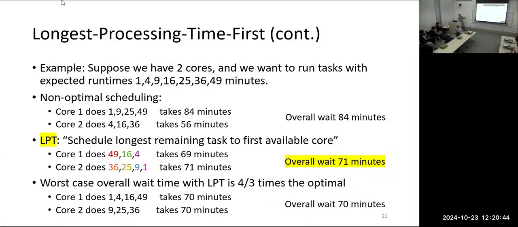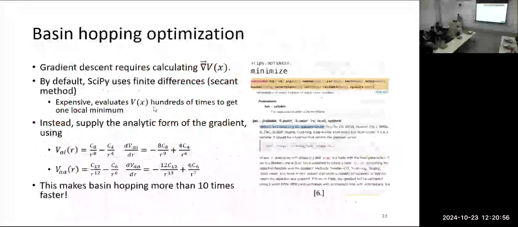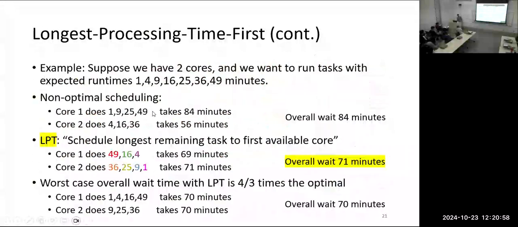We want to distribute these tasks to the 2 cores, and one non-optimal way of scheduling them is to take task 1 and give it to core 1, give 4 to core 2, 9 to core 1, 16 to core 2, and just alternate like that. In this case, core 1 takes 84 minutes to finish, while core 2 takes 56 minutes to finish. If both cores start at the same time, then the overall amount of time you have to wait is 84 minutes. But you can do slightly better than this.